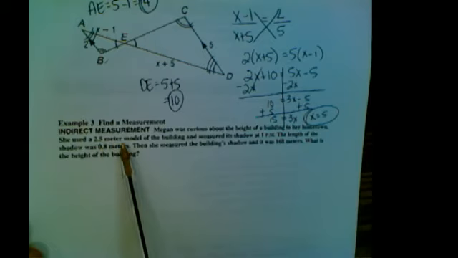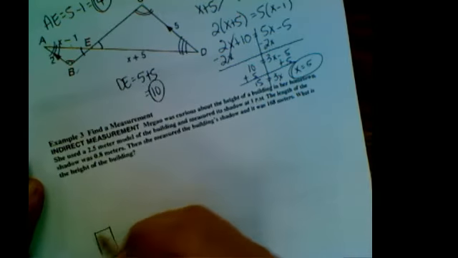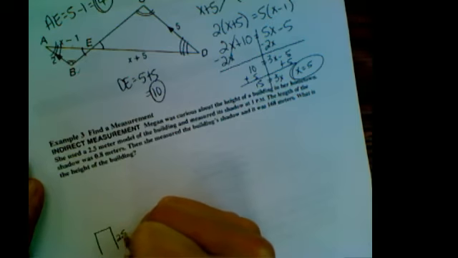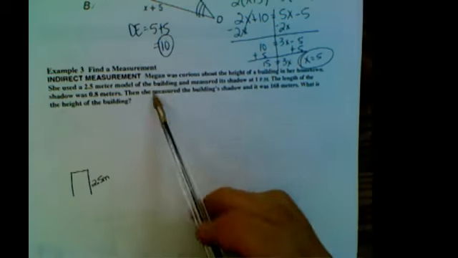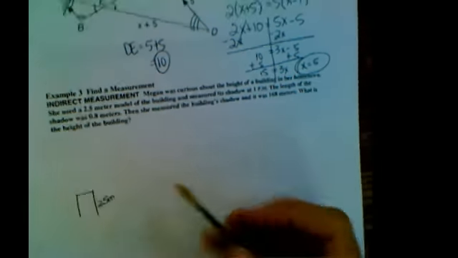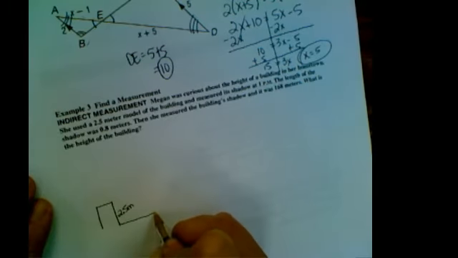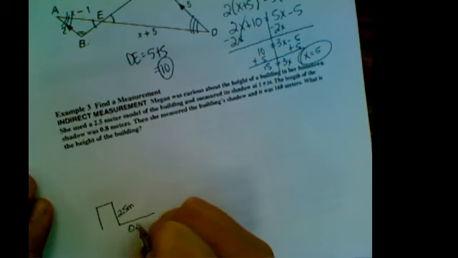Megan was curious about the height of a building in her hometown. She used a 2.5 meter model of the building. Okay, so here is her little tiny model. And she measured its shadow at 1 p.m. The length of the shadow, so here's the shadow on the ground, was 0.8 meters.